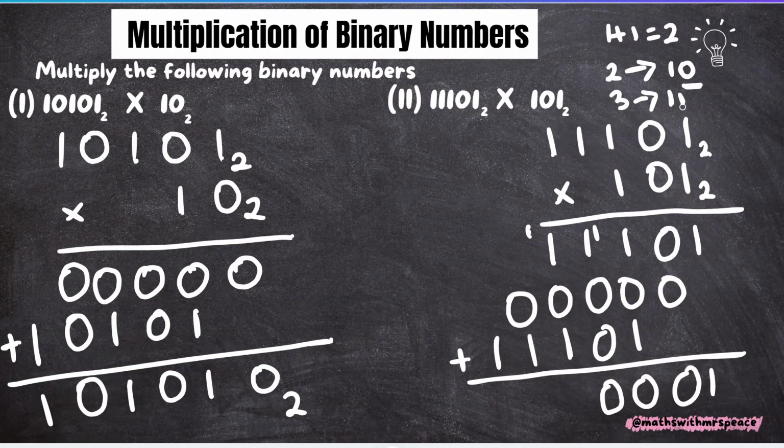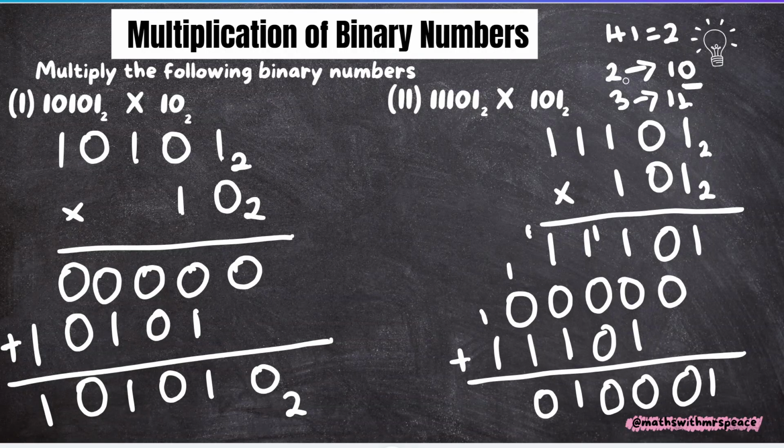So I'm going to write 1 and carry 1. So I'll write 1 here and I'll carry 1. 1 plus 1 will give me 2. Come back to my conversion here. So I'm going to write 0 and carry 1. 1 plus 1 again will give me 2.